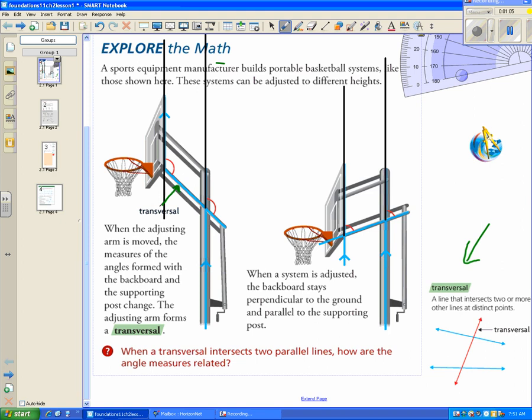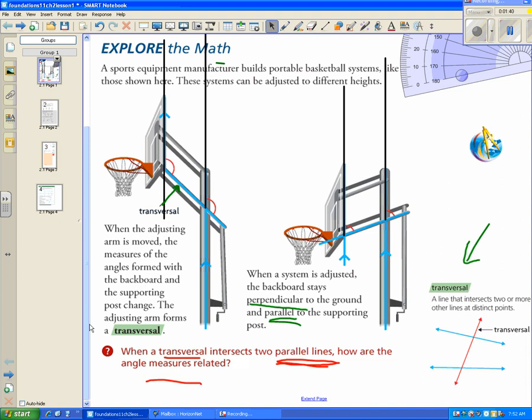When this basketball net is adjusted, the backboard stays perpendicular to the ground and parallel to the supporting post. That parallel piece is very important here. And that makes sense, right? We're always going to have a basketball net that is parallel to its post. It wouldn't make sense to have a wonky basketball net like that. So our question is: when the transversal intersects two parallel lines, how are the angle measures related?